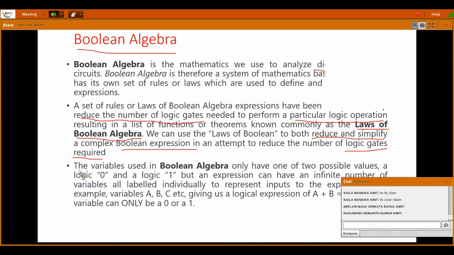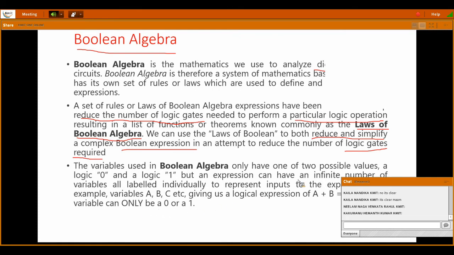And next, the third point: the variables used in Boolean algebra only have one of two possible values, a logic 0 and a logic 1. But an expression can have an infinite number of variables, all labeled individually to represent inputs to the expression. For example, variables A, B and C, giving us the logic expression A plus B is equal to C. But each variable can only be 0 or 1.